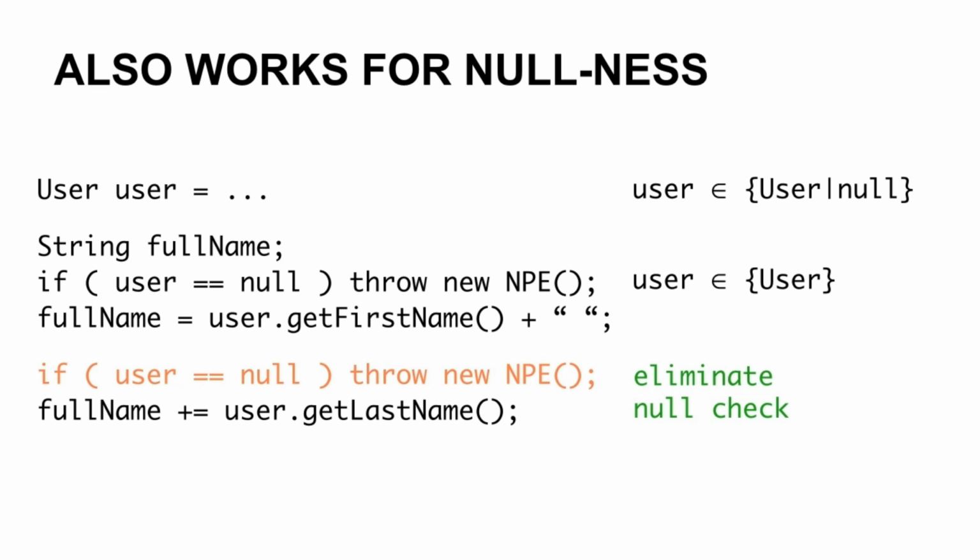But once that's done, either we've exited the method, or we now know that the user isn't null. And so from that point on, we can say that the user is in the type of all users, and it doesn't include null. And then, when we reach the check that logically comes before get last name, we now know that user isn't null, and we can eliminate the check entirely. This is just another form of dead code elimination based on reasoning about types. That's all it is, but it allows us to remove the overhead of some safety checks. Of course, Hotspot has other clever ways of doing that, as we're about to see.